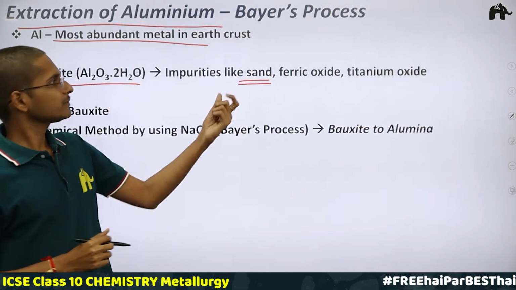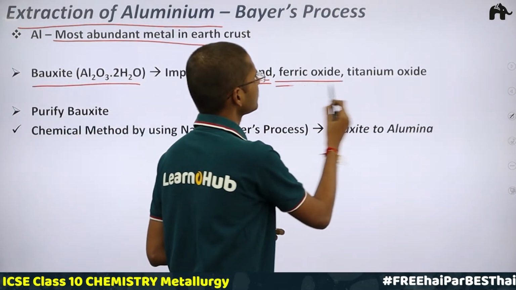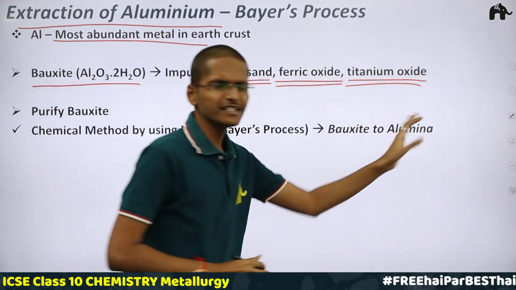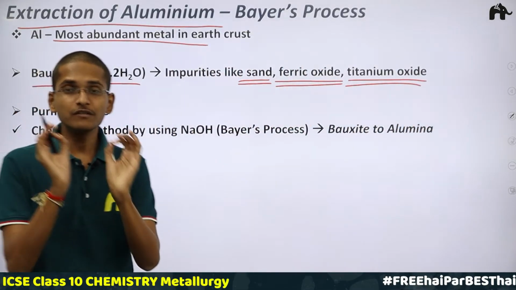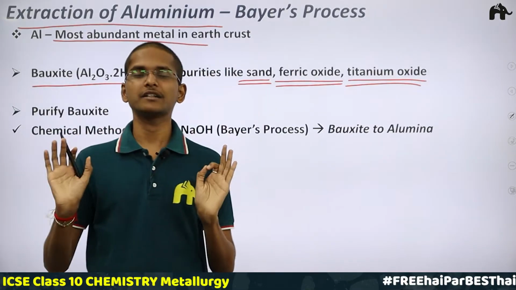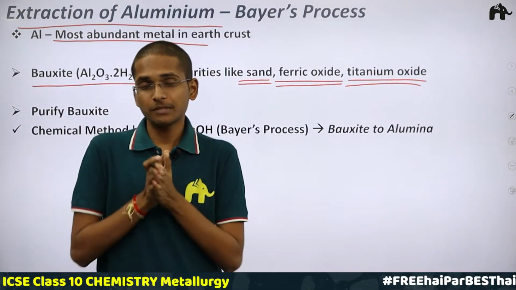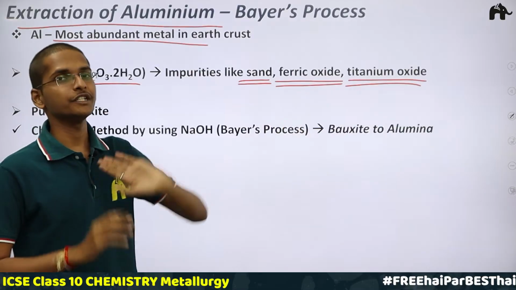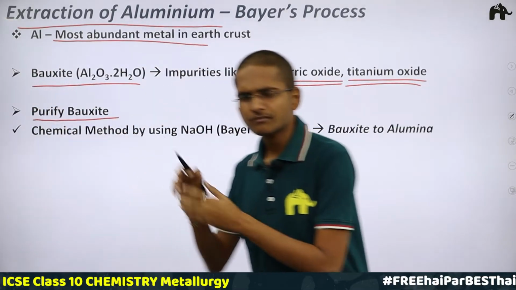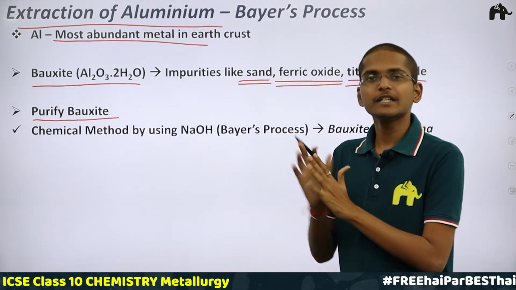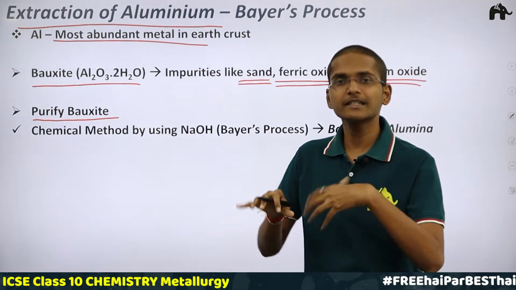Apart from that, it also has impurities like ferric oxide and titanium oxide. We don't need these oxides, and neither do we need the sand and the earthly impurities. We just want pure aluminium. But since it has impurities, we need to purify our bauxite. For purifying the bauxite, the method we are going to study is the chemical method.